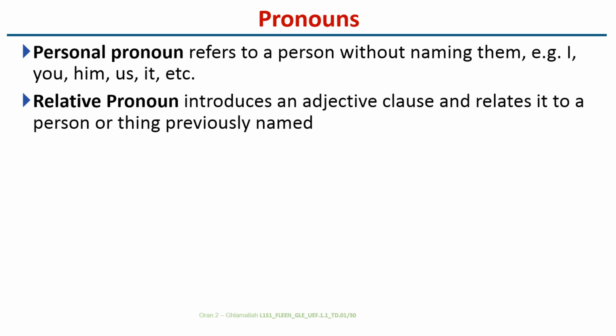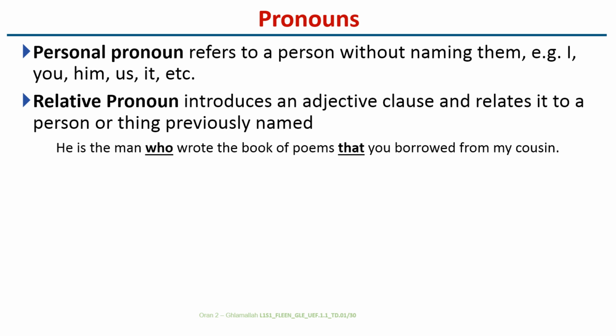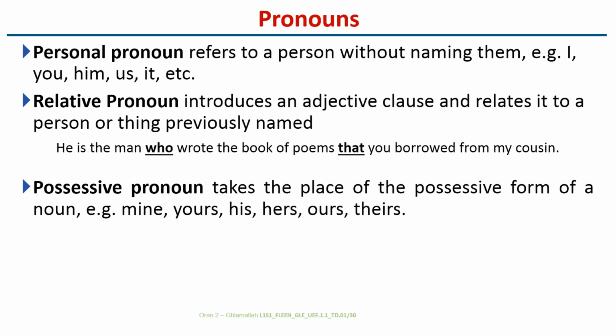A relative pronoun introduces an adjective clause and relates it to a person or a thing previously named. For example, he is the man who wrote the book of poems that you borrowed from my cousin. In this sentence, we have 2 relative pronouns, who and that, and both of them replace the words preceding them. Who replaces man and that replaces poems.